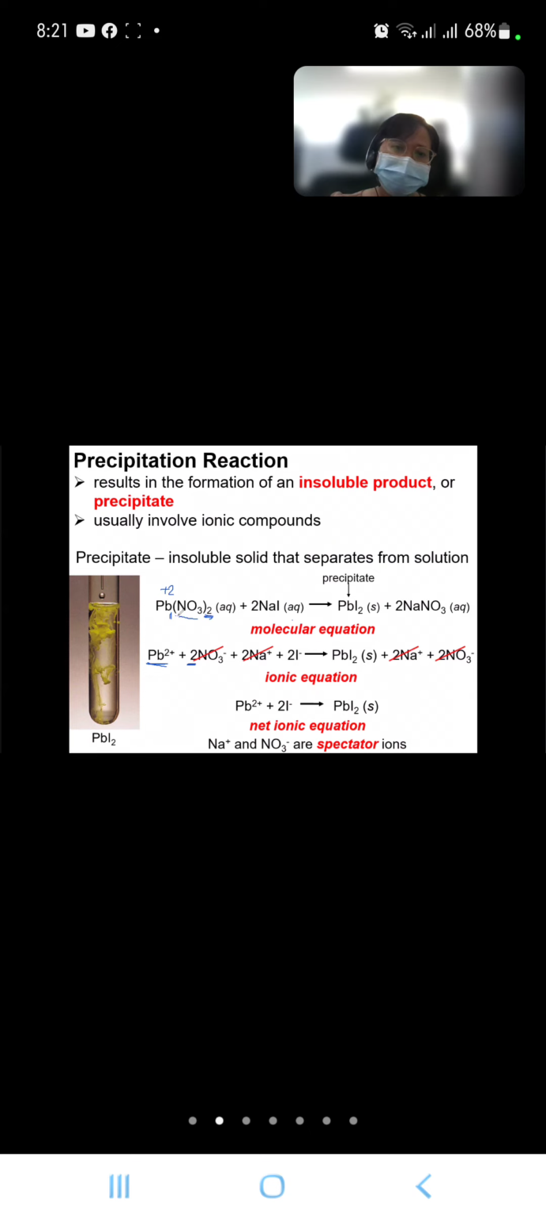It's because in the molecule, or in this substance, there are 2 moles. The subscript of nitrate is 2. So meaning there are 2 moles of nitrate. Si lead, the subscript of lead is 1. So ang iyang coefficient is 1. Okay? Now, for sodium iodide.